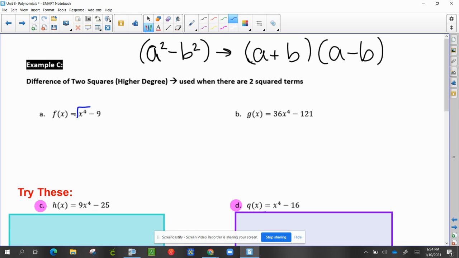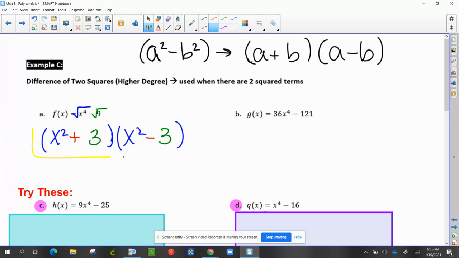So on A, if I take the square root of x to the fourth, it's going to be x squared. What times what would be 4 would be 2. So x squared and x squared. What's the square root of 9? Square root of 9 is 3. So we have x squared plus 3, x squared minus 3. Now always check the ones with the minus in case it could be factored further. But since 3 is not a perfect square, we're done with this problem.